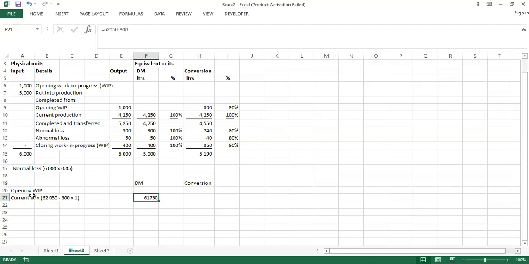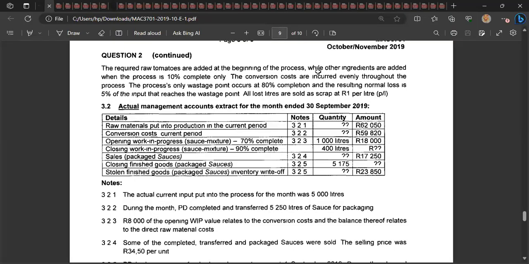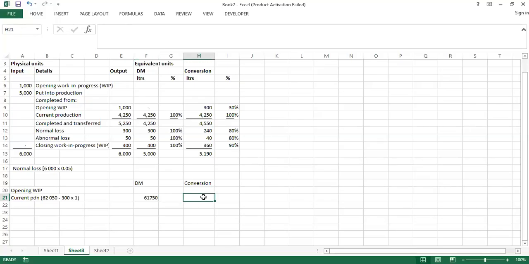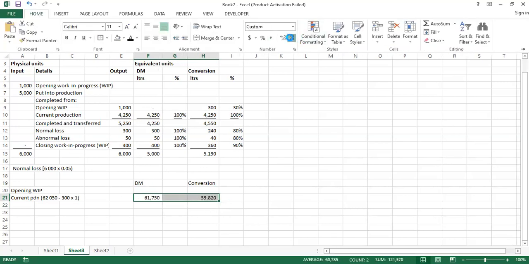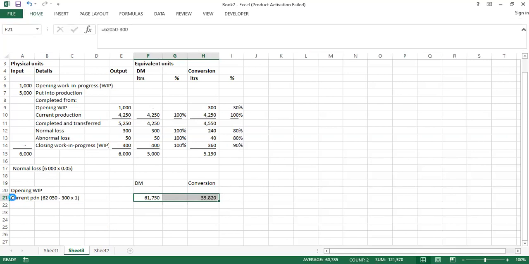And then in terms of conversion costs, our conversion costs are 59,820. So we take our conversion costs 59,820 and we put them right there, 59,820. So those ones don't change. We keep them as they are. All right. And then, okay, this is fine. So this is simply showing the working for that. So that's how you deal with a situation where lost units are being sold.